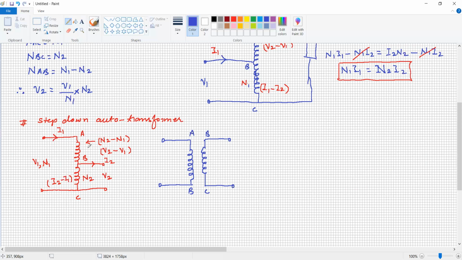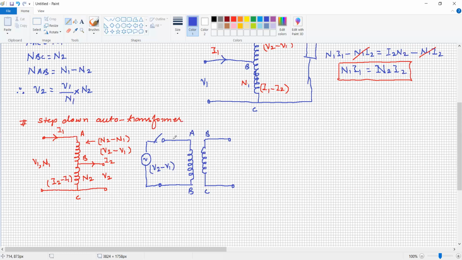Voltage across A to B. What is the voltage across A to B? This is N2 minus N1, or V2 minus V1. So the voltage across this one is equal to V2 minus V1. Okay.